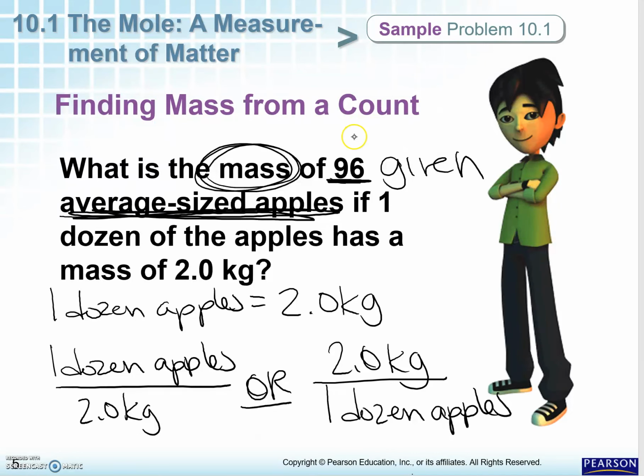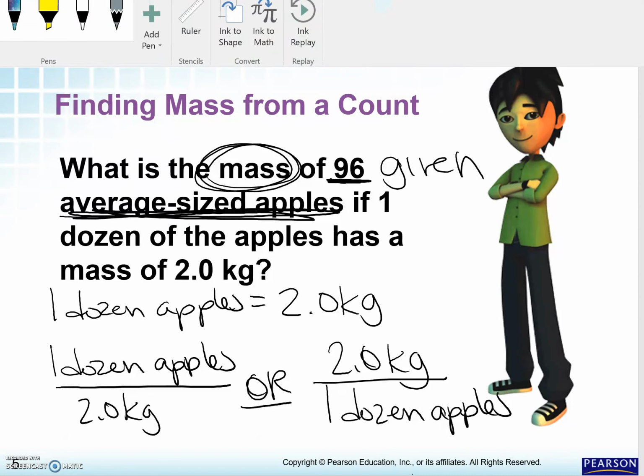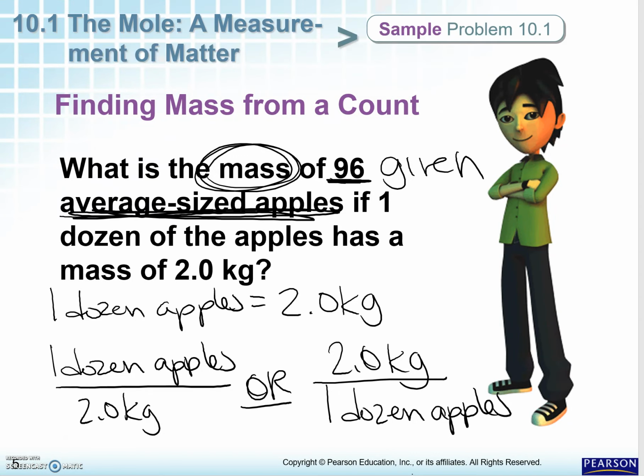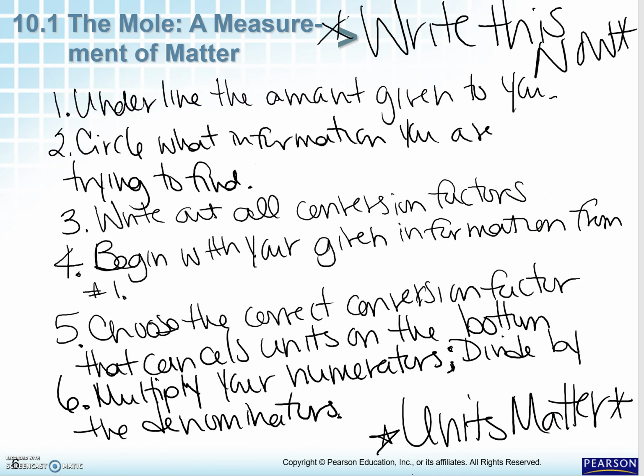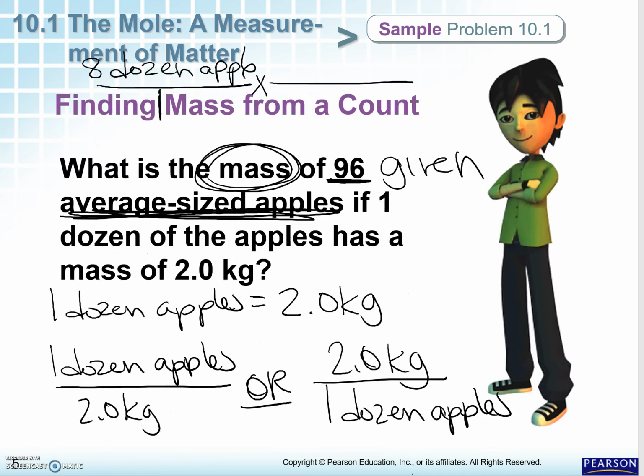That's also known as 8 dozen. So we're going to start with 8 dozen. So we start with our 8 dozen apples over 1. And now we're going to, according to number 5, choose the correct conversion factor that cancels out our units. So if we have a dozen apples on the top, we must put the same unit on our next line, on the denominator. That cancels out our units.